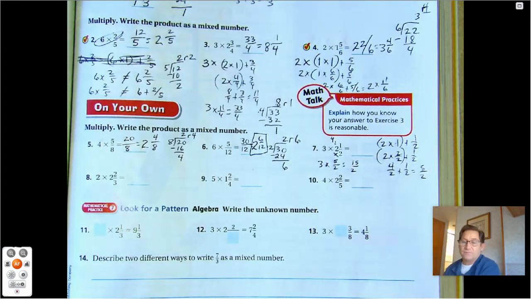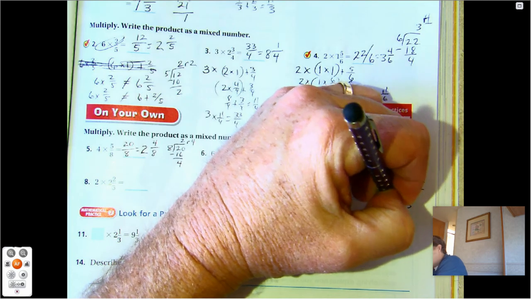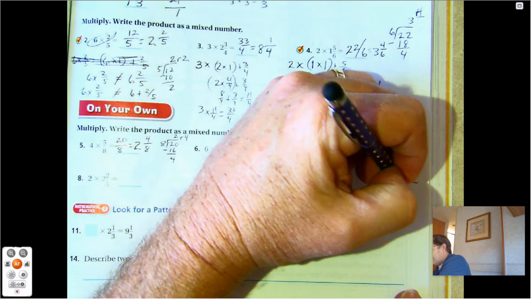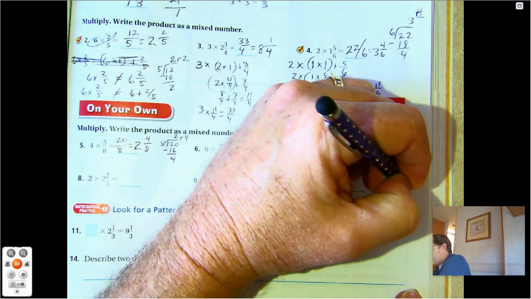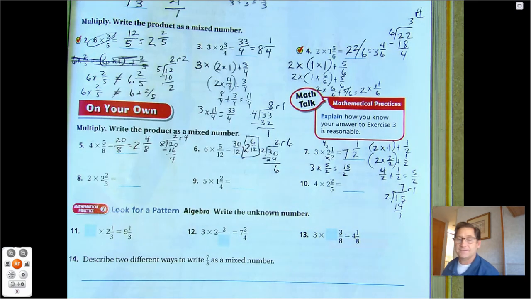And then you can multiply. 3 times 5/2, which would be 15/2. Turn 15/2 into a mixed number by dividing. How many 2s can you take from 15? 7 with a remainder of 1. So 7 and 1/2.